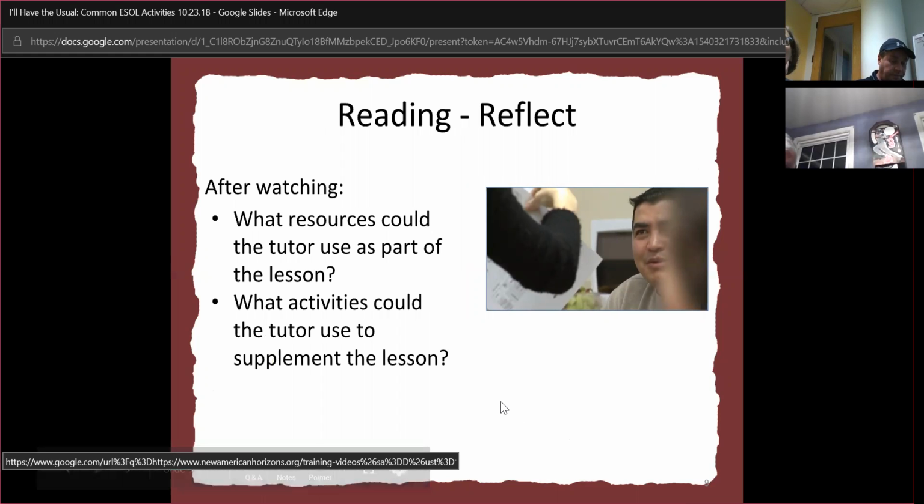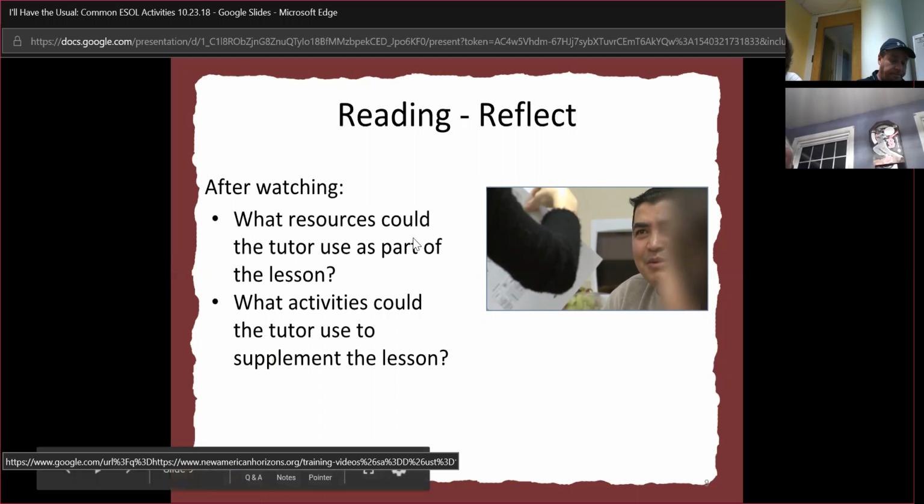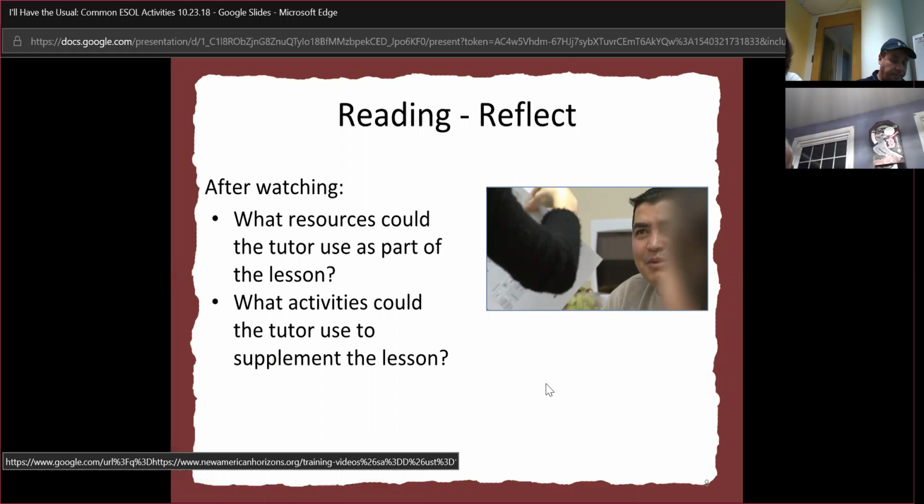Let's take a few minutes for this. What resources could the tutor use as part of the lesson, and what activities could the tutor use to supplement this lesson? So when I think of tutor, I think of one-on-one, okay? So you could create an experience, right? You don't have to have a group experience.